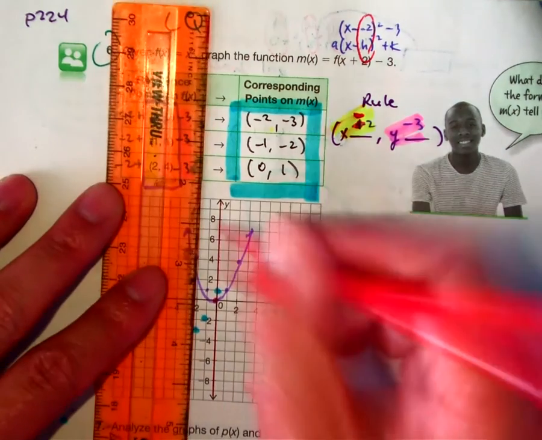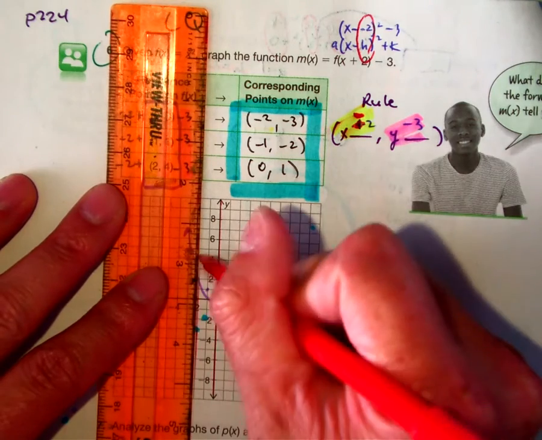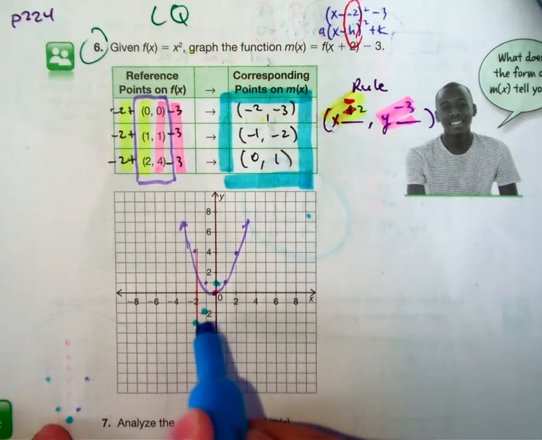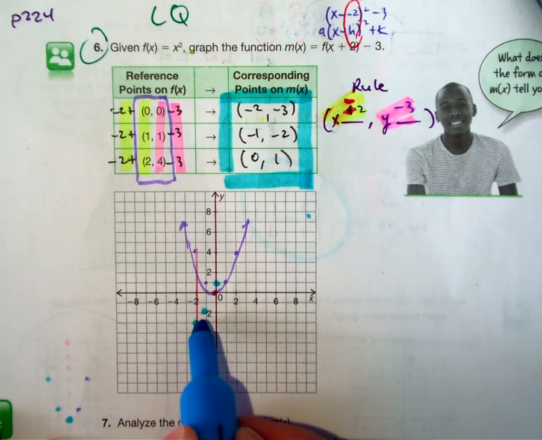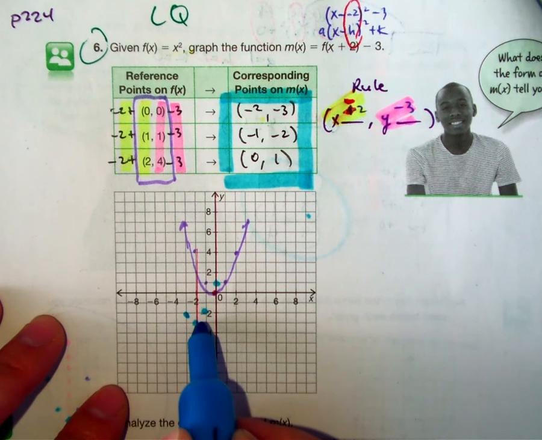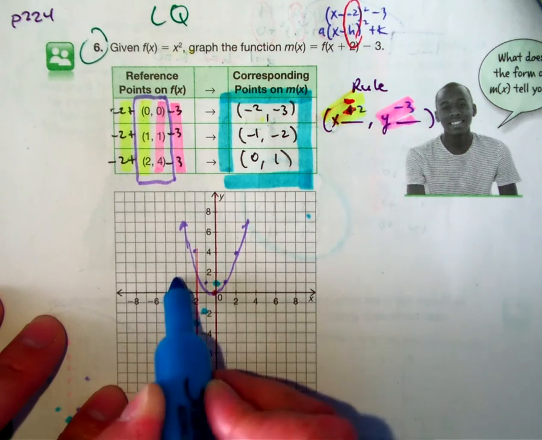I'm going to do the same thing. I'm going to draw a line of symmetry. And from this point, now I'm going to find symmetrical points. So instead of right 1, up 1, we're going to do what? Left 1, up 1. How do I get to the next one? Left 2, up 4.